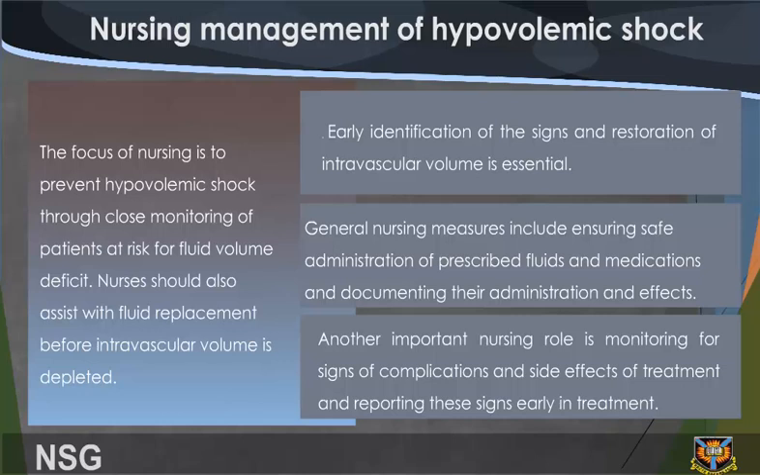General nursing measures include ensuring safe administration of prescribed fluids and medications and documenting their administration and effects. Another important nursing role is monitoring for signs of complications and side effects of treatment and reporting these signs early in treatment.